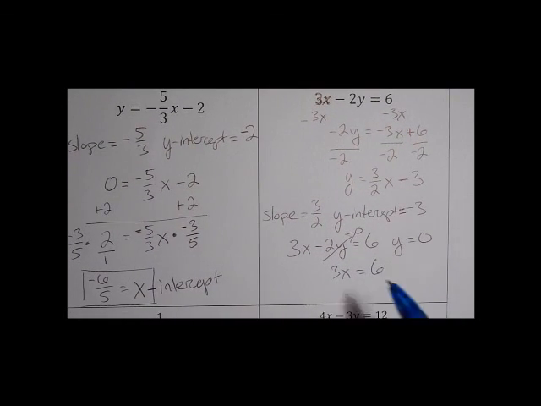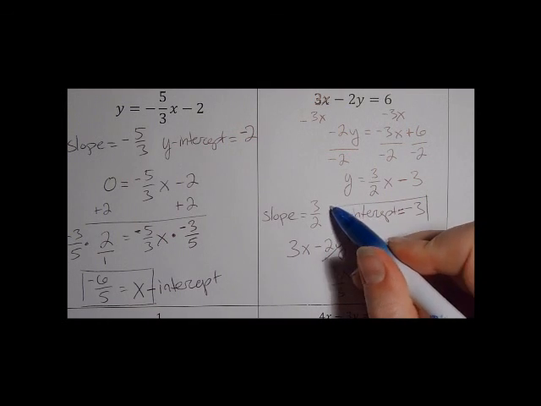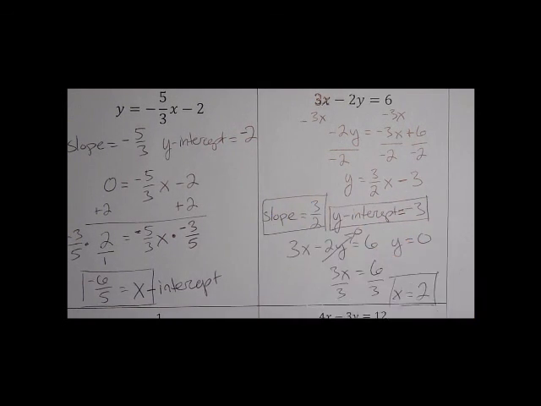To isolate the x, I'm going to divide by 3 on both sides, and I'm left with x equals 6 divided by 3 is 2. So my x-intercept is 2. My y-intercept is negative 3. And my slope is 3/2.